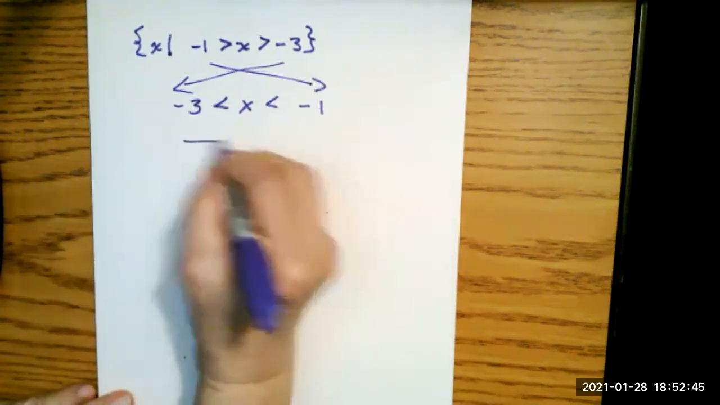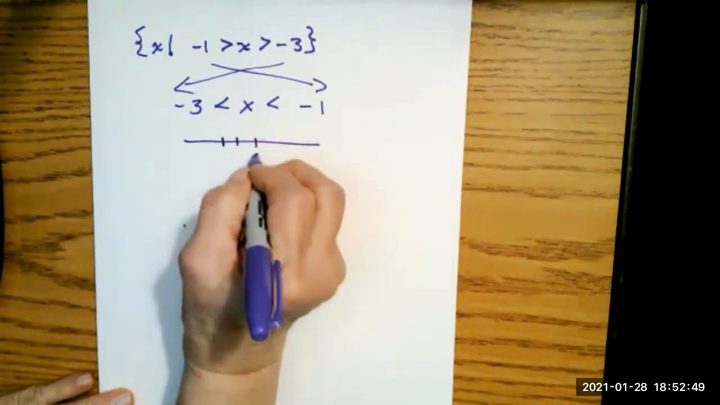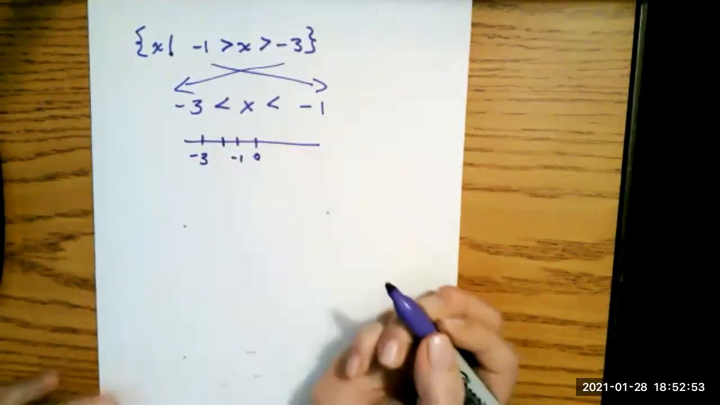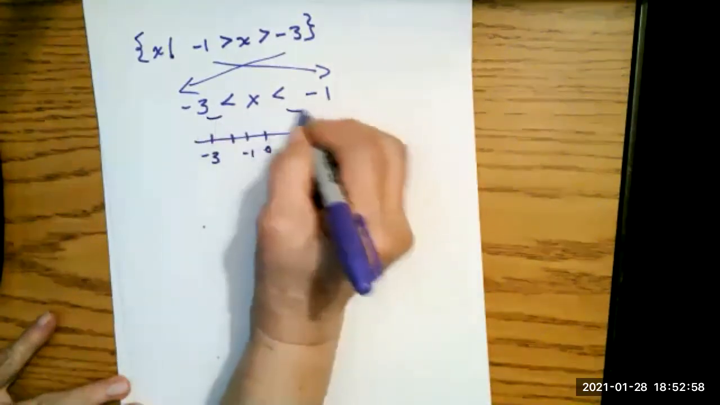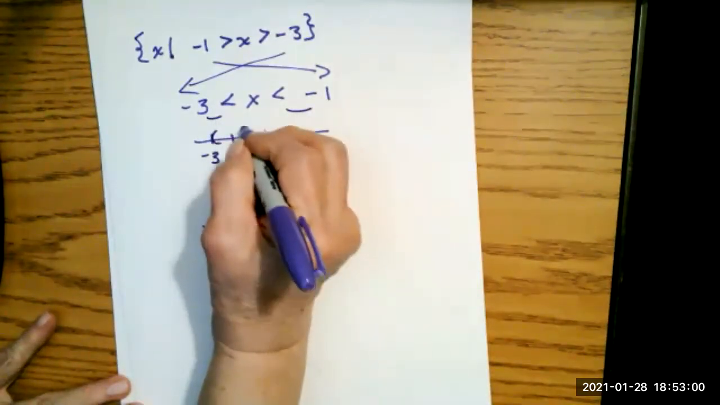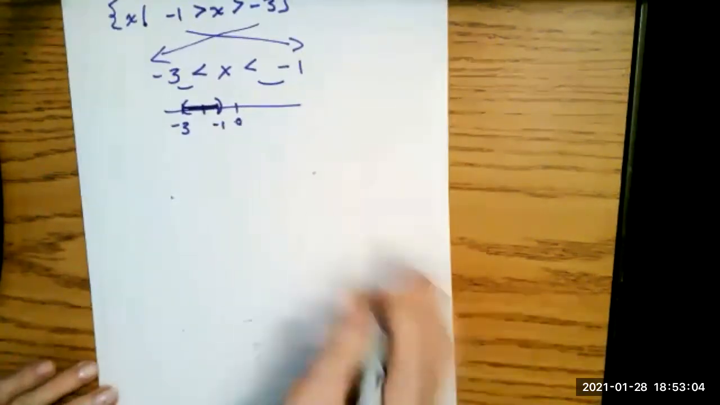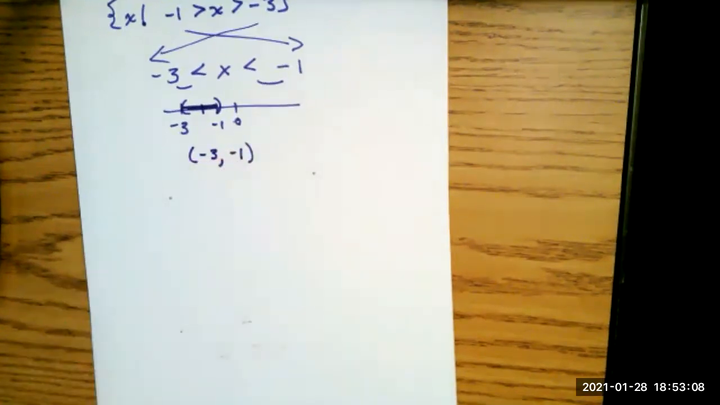So now for your graph, you have a -3. If I let this be 0, I have a -3 and I have a -1. They're both less than symbols. So at these borders here, I want to use parentheses, and my set goes in between them. To do interval notation, it would be -3, comma, -1.